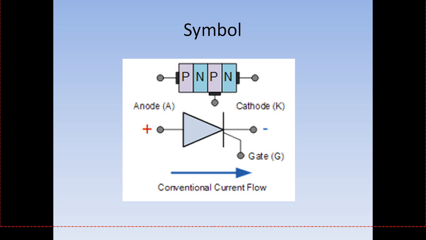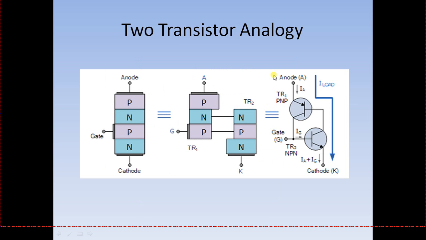The thyristor is also a unidirectional device: current will only flow from anode to cathode and never from cathode to anode. Okay, let us see how it works. It is always good to explain the thyristor in terms of the two transistor analogy.